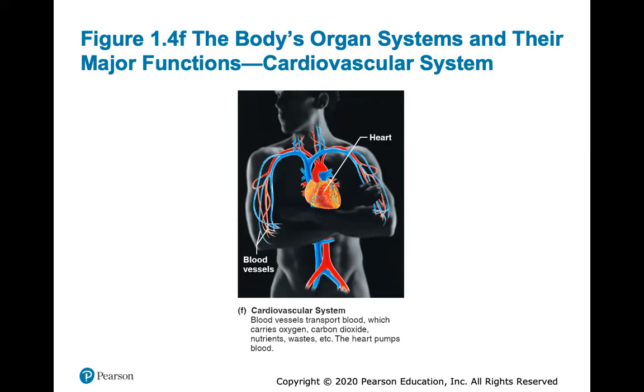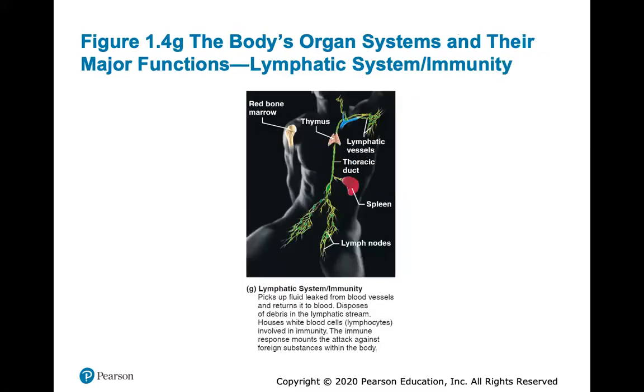The main function of the cardiovascular system is the transport of blood, which itself is important for carrying oxygen, CO2, nutrients, and wastes. Lymphatic system, also sometimes known as the immune system. Your lymphatic system, I call it the catch-all system. So your lymphatic system picks up fluid leaked from your blood vessels and returns it back to the blood. So it's the catch-all system. It disposes of debris. It houses white blood cells. And your white blood cells are involved in immunity. So the immune response is anything that your body does if something foreign invades it. So that's your lymphatic system and your immune system.